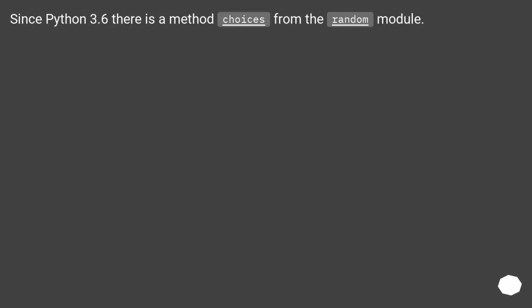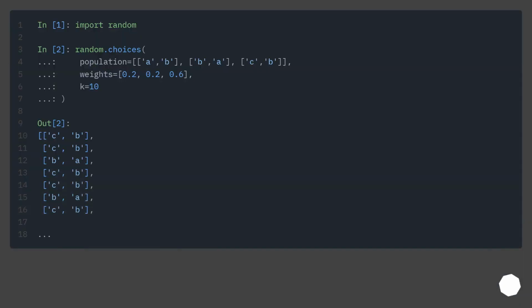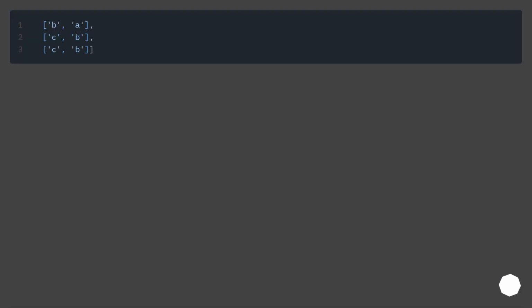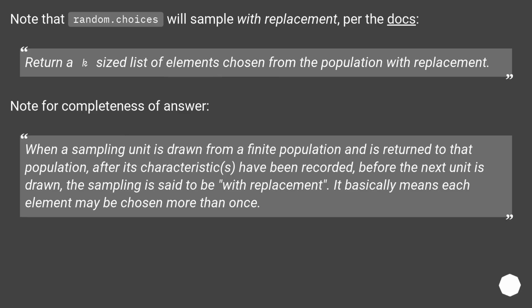Since Python 3.6 there is a method choices from the random module. Note that random.choices will sample with replacement, per the docs. Return a k-sized list of elements chosen from the population with replacement. Note for completeness of answer.